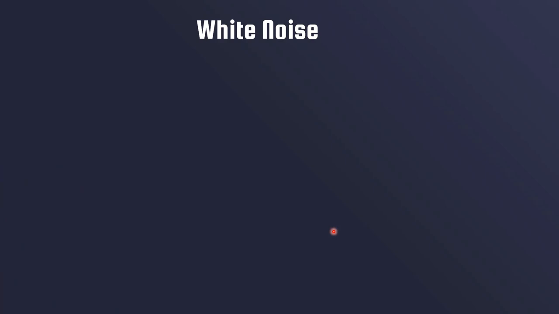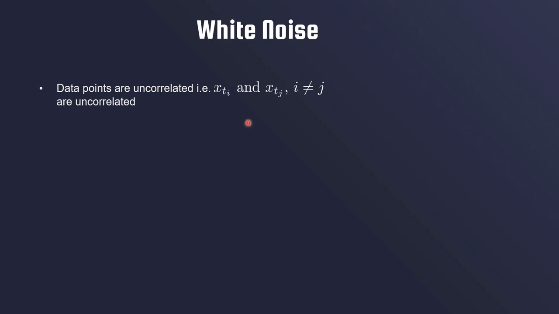So let's take a closer look at white noise. Data points are uncorrelated, that is x1, x2, x3, and so on. All of my time points are uncorrelated. We will use the letter W specifically to denote the white noise. So W_t, this white noise time series, has mean 0 and the variance denoted by sigma squared W. So a white noise has two parameters. First is the mean, which is going to be 0, and the second is the variance.